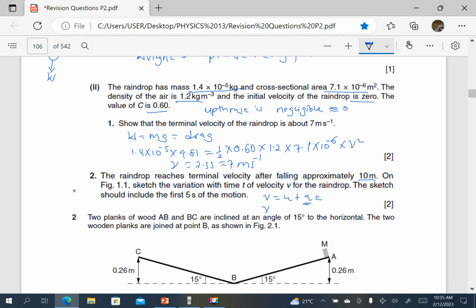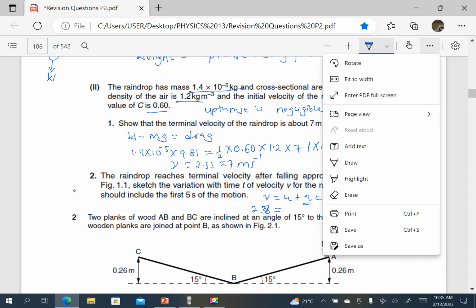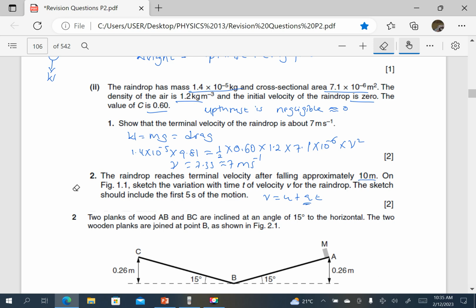And the terminal velocity is approximately 7, or let me say 7.33. The initial velocity is 0. Which acceleration should I use? Okay, let's check for the distance, which is 10 meters. Let me use an equation which has distance, because they said it reaches a terminal velocity after traveling a distance of approximately 10 meters. If the terminal velocity is approximately 7.33, let's check.